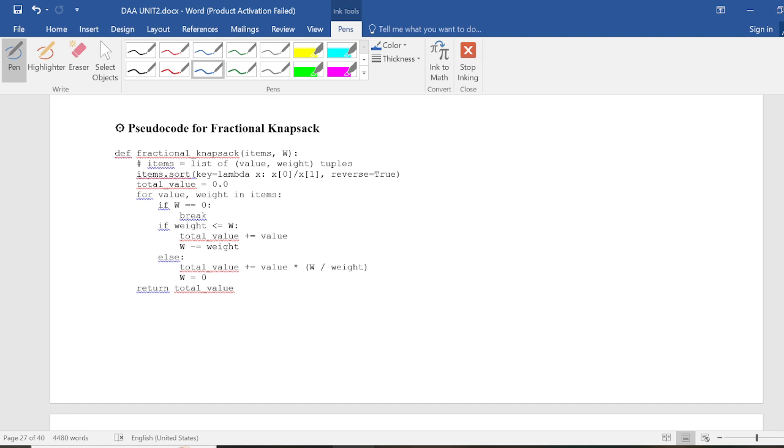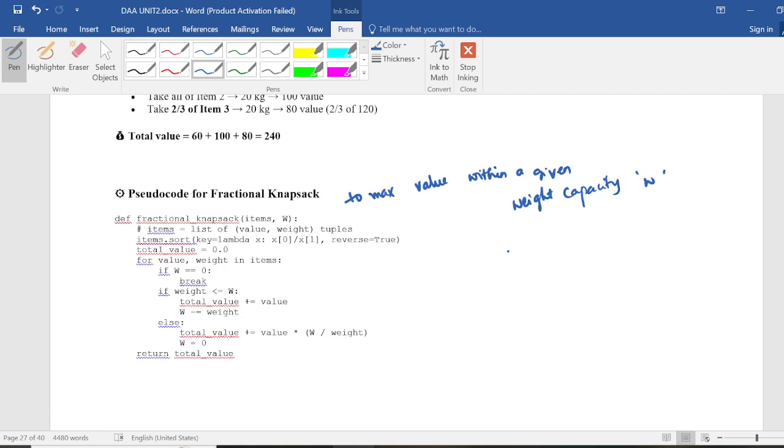So finally, the goal of the problem is to maximize value within a given weight capacity W. This we have already discussed here. Our goal is to maximize value within a given weight W. Should not exceed W.